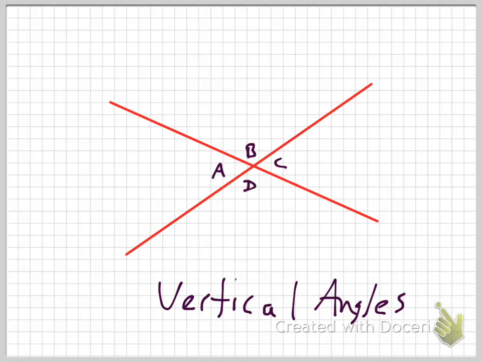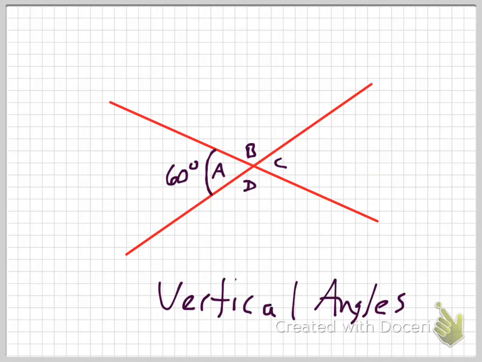What do angle A and B form? Angle A and B are supplementary, right? They add up to 180, because this line that they're sitting on is a line. And so when you add up A and B, they're going to add up to what? 180. They're supplementary. Okay?